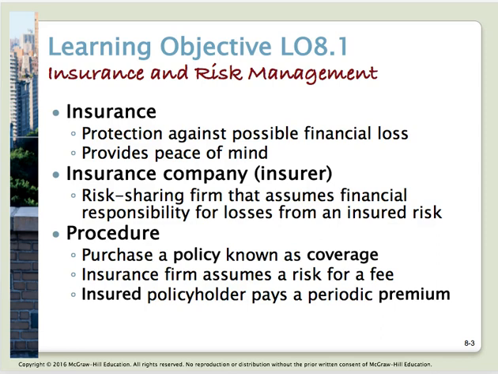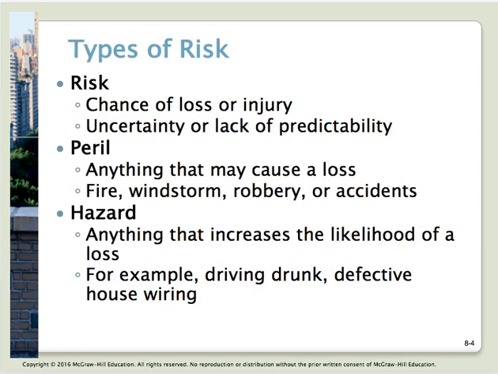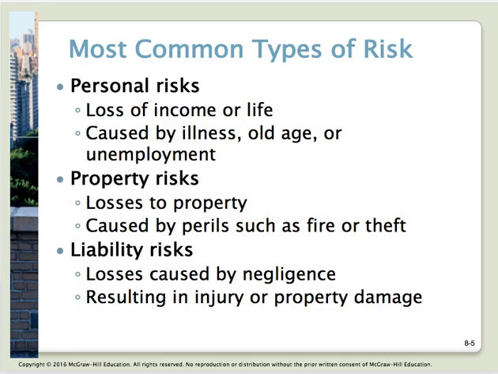So let's look at some of the most common types of risk. Let's begin by defining some terms that are important when we're looking at insurance. The first is risk. Risk refers to the uncertainty as to the loss that faces a person or property covered by the insurance. A peril is the cause of the risk, and a hazard increases the likelihood of loss through some peril. So a hazard for automobile insurance might be drunk driving, whereas in a homeowner's policy it might be defective house wiring. The most common types of risk are personal risks, property risks, and liability risks.